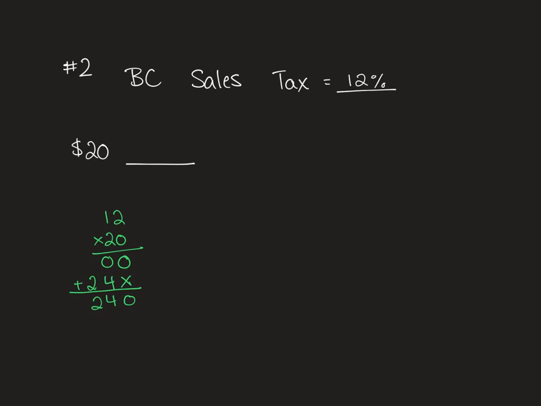Now I have one more step before I know what the actual percentage is. My last step is to divide it by 100, and that will give me 2.4. So I'll need to pay another $2.40. And the reason I need to divide by 100 is because 12% is like 12 out of 100. So you can either multiply by 12 and then divide by 100, or you could just multiply it by the decimal, which is 0.12, and that will give you the same answer.